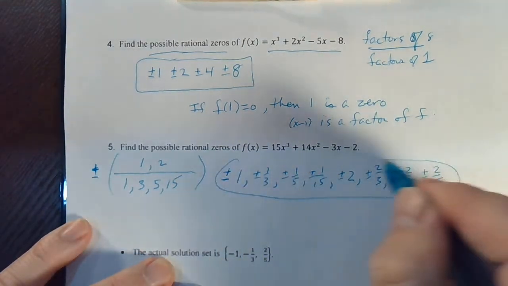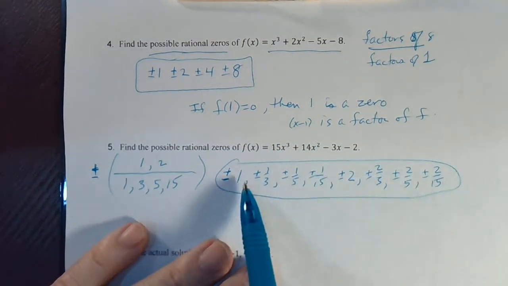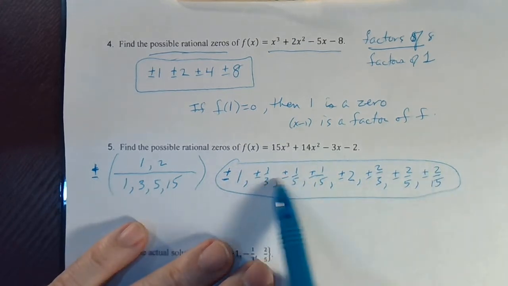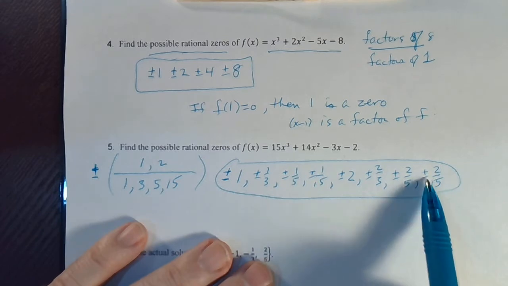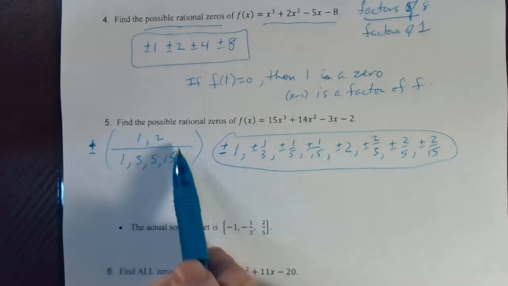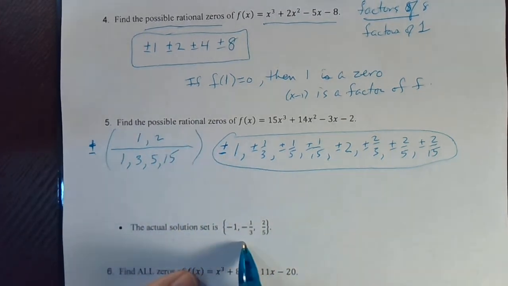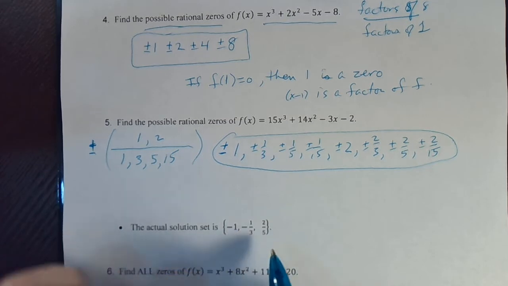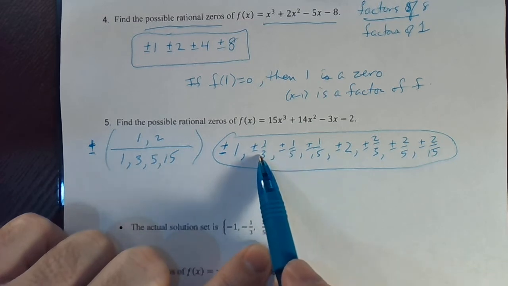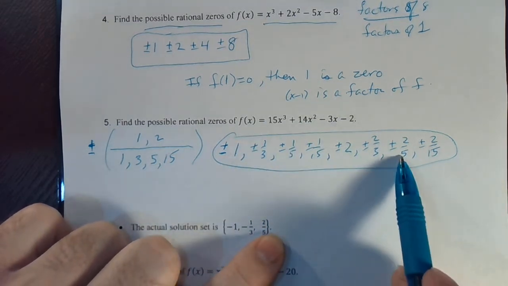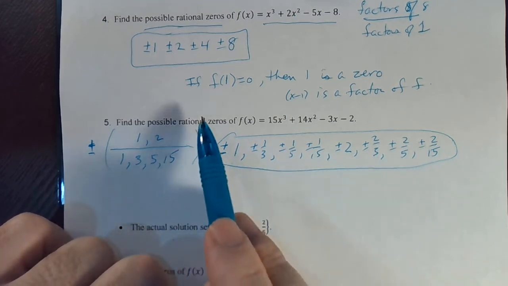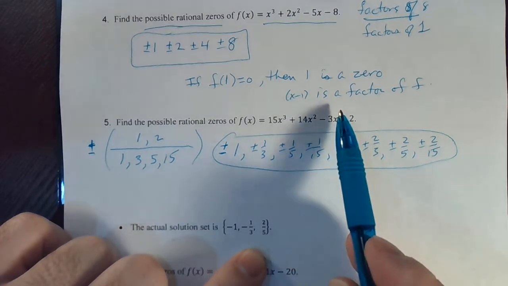Wow, this one has a lot of possibles. 1, 2, 3, 4, 5, 6, 7, 8. And since it's positive or negative, this is 16 possibilities. So just to let you know what the actual solution set is, in other words, not just the possible zeros, but the real zeros are negative 1, which we had listed here, negative 1/3, which we had listed here, and positive 2/5, which we had listed here.